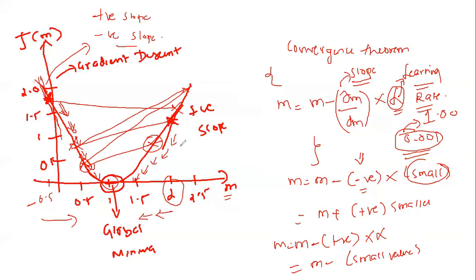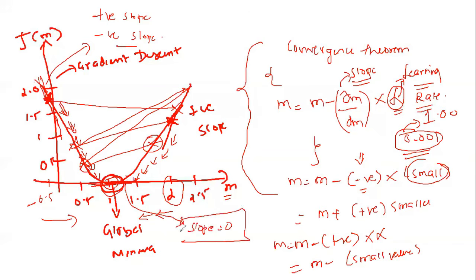So it is very important to understand that our learning rate should be very, very small, and this convergence theorem is very important to reach the global minima point. As soon as it reaches this point, the slope will be 0. And when the slope is 0, my m value specifies the slope of the best fit line. Until then, I have to follow this convergence theorem.